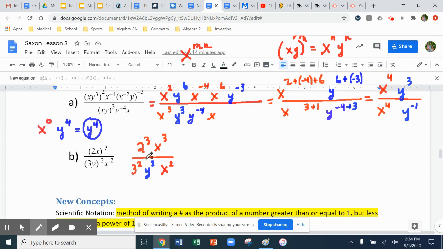Now here's our first case where we've got some numbers, so I'm going to simplify these. 2 to the third is going to be 2 times 2 times 2, which is 8. 3 to the second is 3 times 3, which is 9. So we're going to simplify that part next. Anytime we have numbers, we're going to try to do that.